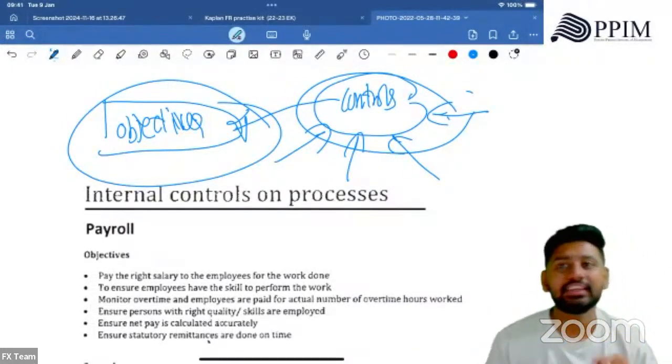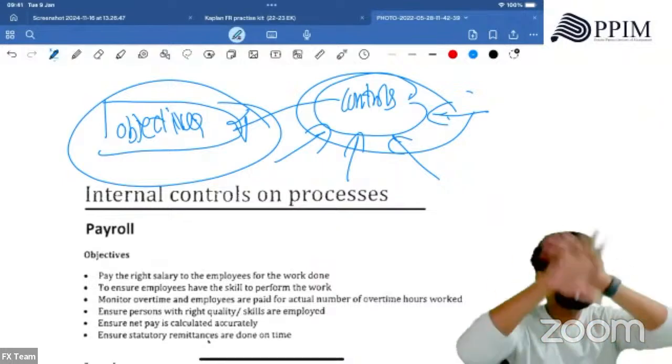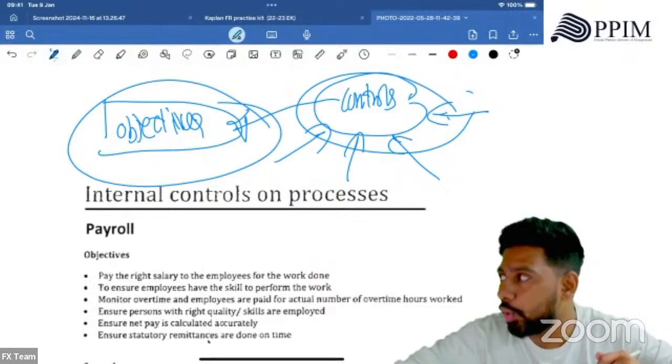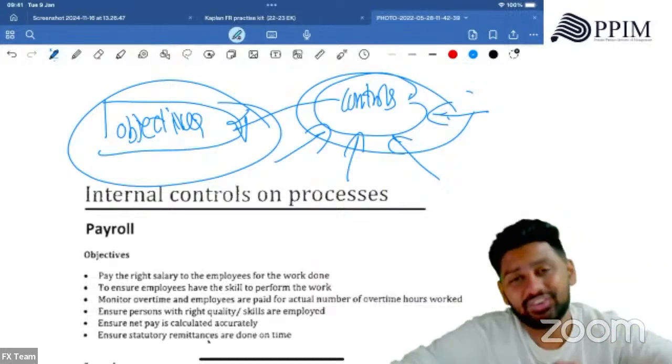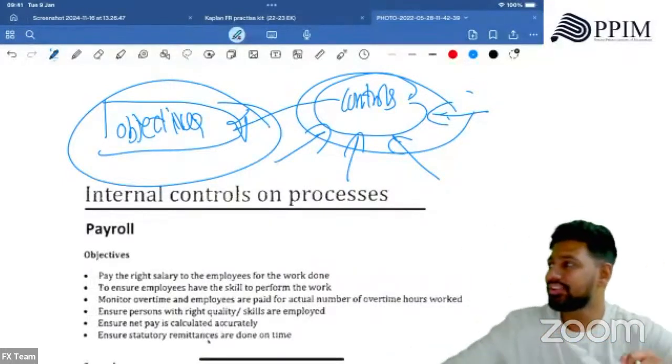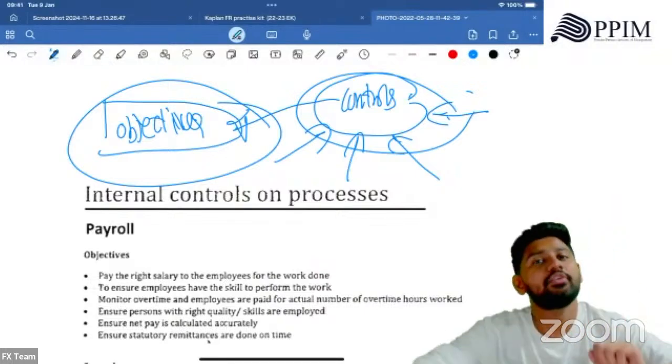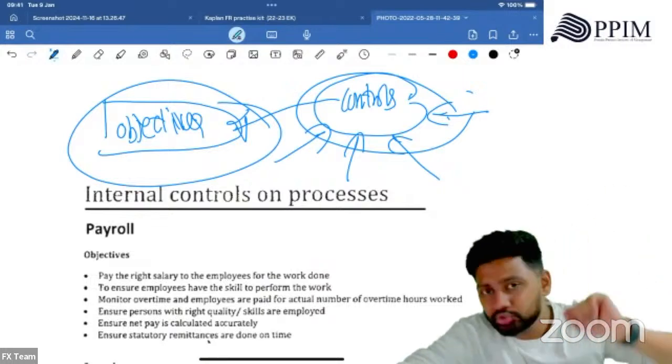But how will this be tested in the exam? In the exam, a scenario will be given. As an auditor, you will have to go and check if the controls are weak or strong, and then probably give some recommendation in the exam. That's how it is going to be tested.